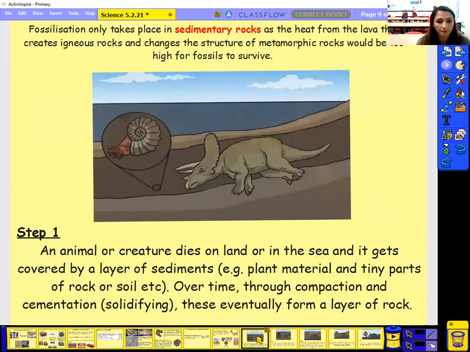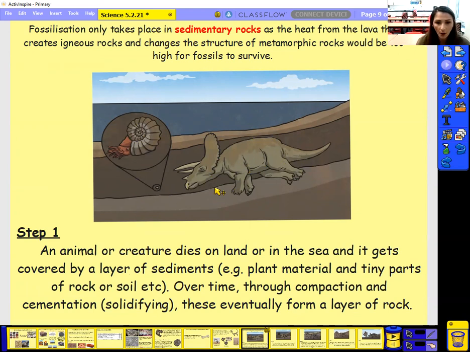So we've got 5 steps of how this happens. Let me just move here. So step 1, an animal or creature dies on land or in the sea, and it gets covered by a layer of sediment. So sediment is just a scientific word for plant material, tiny parts of rocks or soil, okay? So as you can see, poor Mr. Dinosaur has died there. Here's a little ancient creature there. So he's died, poor little creature.